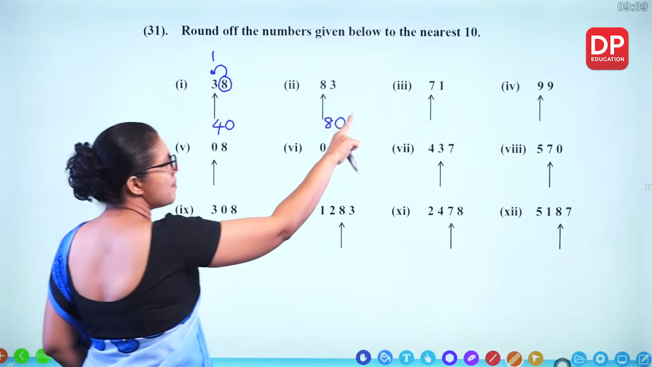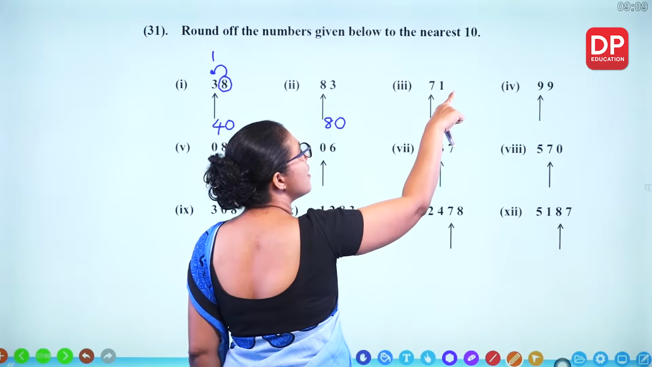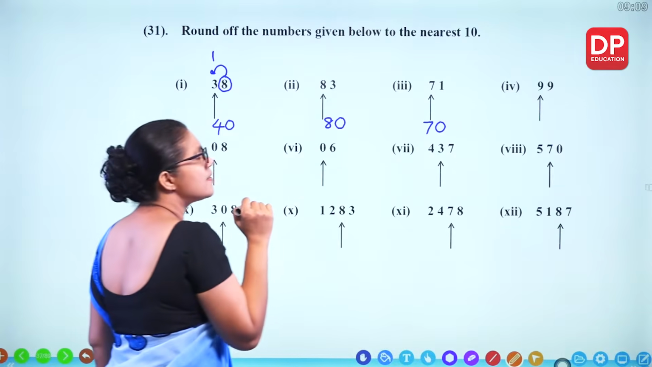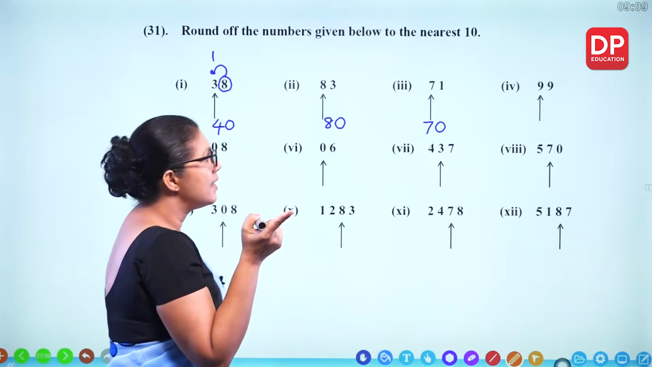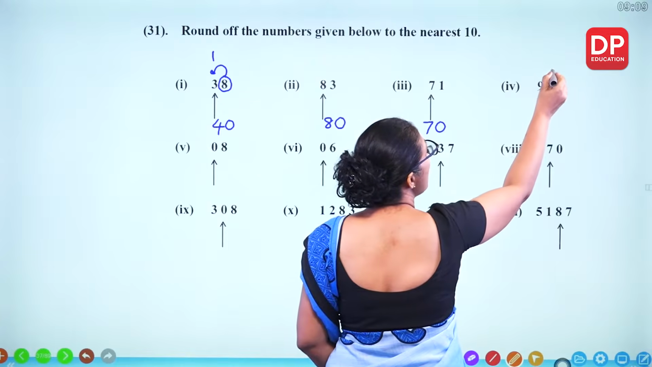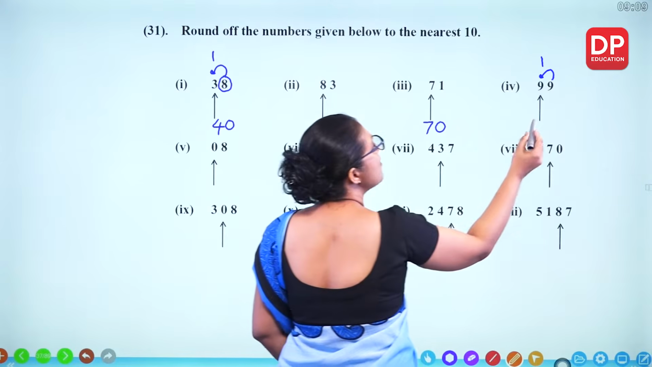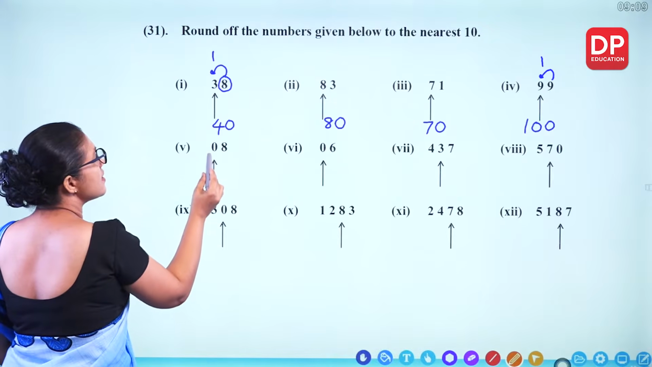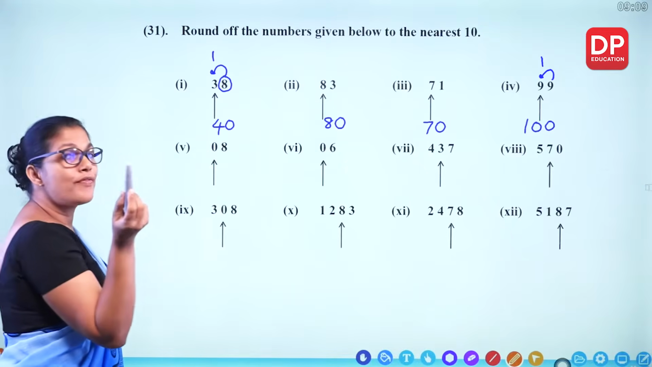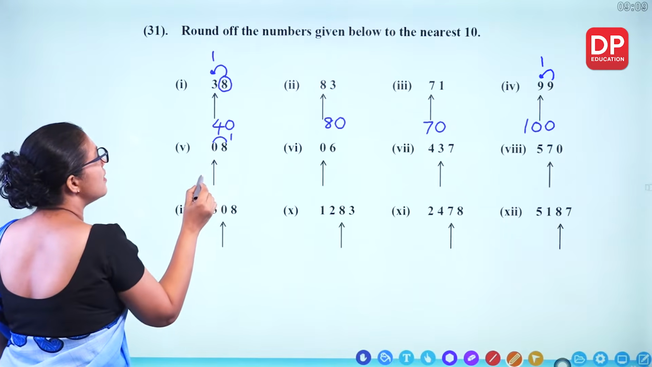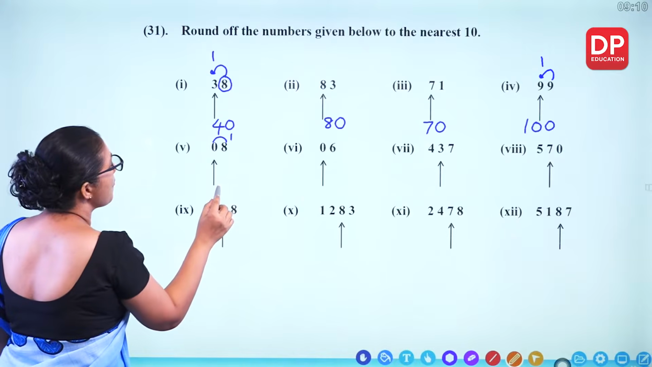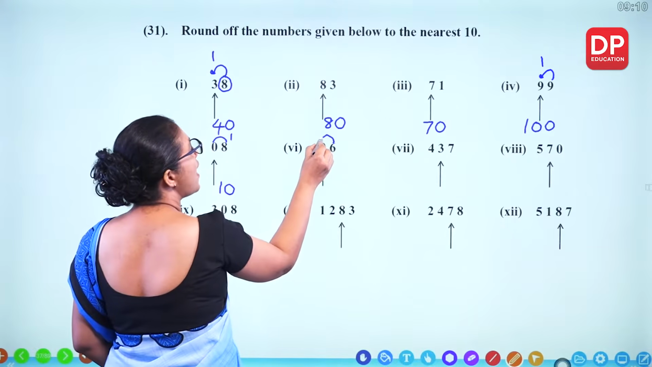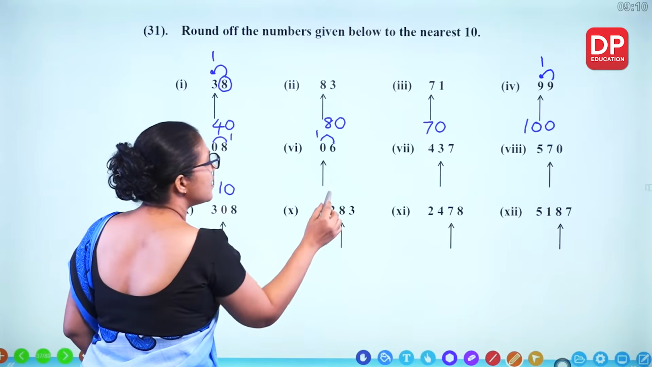71. This is the place that we need to round. The right hand side number is less than 5, so we don't add, so keep zeros for that. 99, that means 9, so you have to add 1 to the digit, so that becomes 100. 8, this is the tens place. 8 is more than 5, so you add 1 to the previous one, so you get 10. 6 is also a number more than 5, you add 1 to the previous number, that's 10.